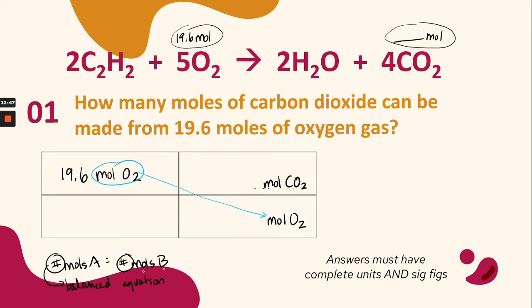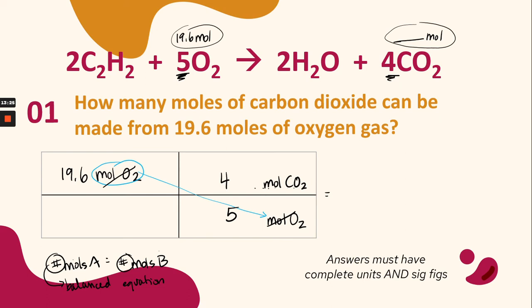The numbers come from the balanced equation. So from the balanced equation, I'm going to take this 5 and put it with the O2, and I'm going to take this 4 and put it with the CO2. Now, math: multiply across the top, divide by the bottom. So 19.6 times 4 divided by, that's a 5, not a 3. Sorry, guys. It's hard to talk, write, and punch things in the calculator all at the same time.